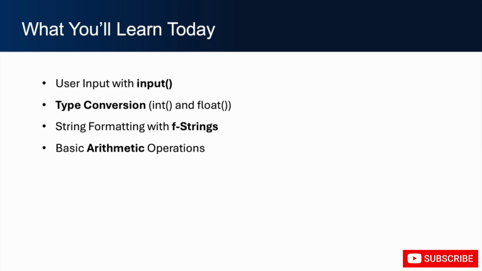Then we have modulus, where 5 mod 3 will give you 2, because that's the remainder after the division operation. So that's what modulus gives you, the remainder. And then you have exponentiation, where 5 exponentiation of 3 will be 125, because that's 5 raised to 3. That's what exponentiation means.